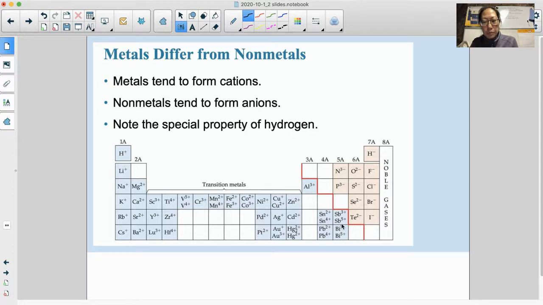And this does not mean that these are the only charges for these elements. These are the most common charges for the elements. For example, we can have positive charges for some of these nonmetals, and so that's just something to keep in mind, but that these are the most common charges.